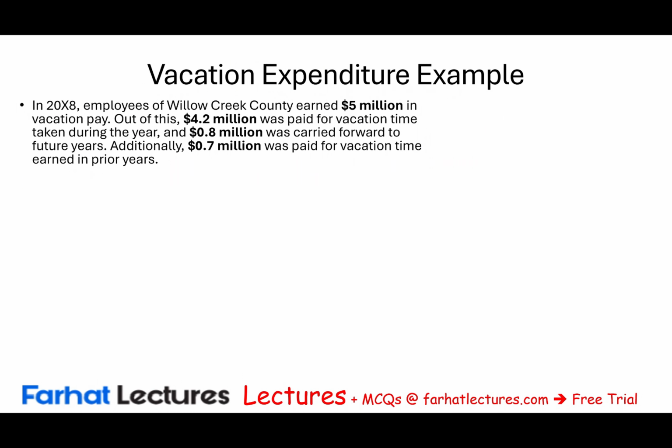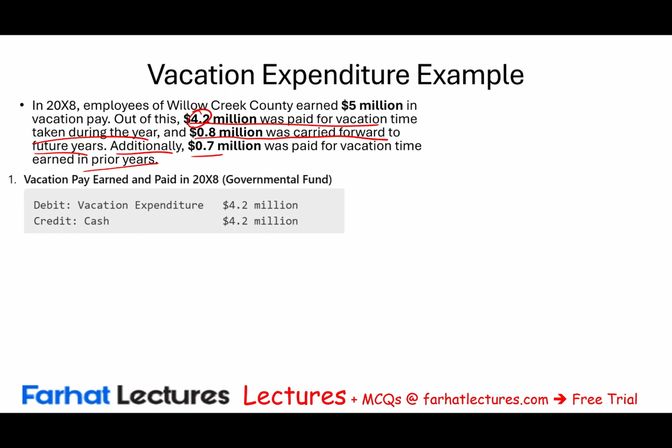In 20X8, employees of Willow Creek County earned $5 million in vacation pay. Of this amount, 4.2 million was paid during the year, which is X8. 0.8 million was carried forward to future years. Also, 0.7 million was paid for vacation time earned in prior years. So simply put, what do we have to do in year X8? Well, in year X8, we paid 4.2 million. Pretty straightforward. Debit expenditure, credit cash for 4.2.